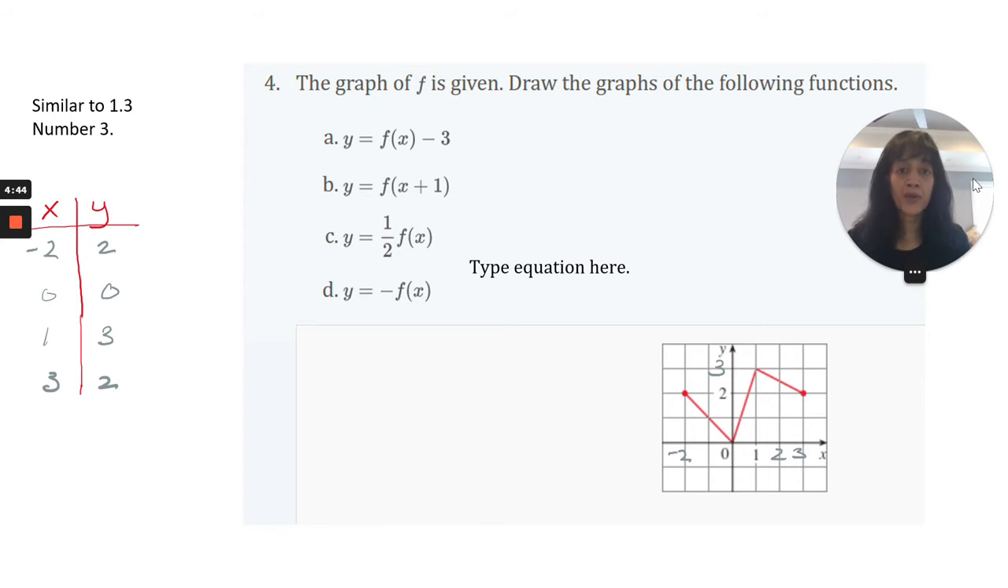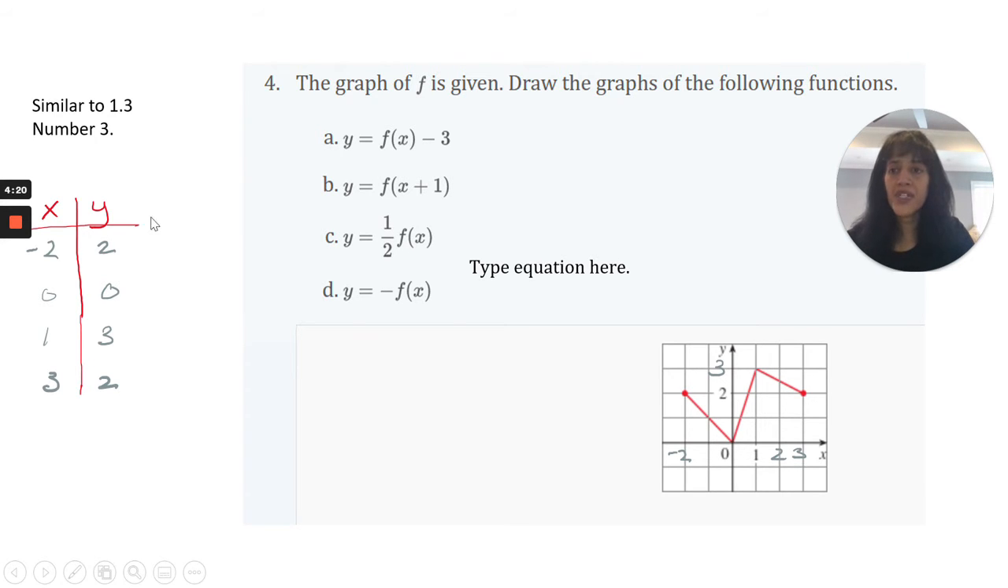You're given a graph and they want you to draw the graphs of the following functions. So again, this is not what we're used to looking at. We are not usually given a graph. We're usually given an f, like f of x equals cosine x. And so what I'm going to do is make it look like something I'm used to.